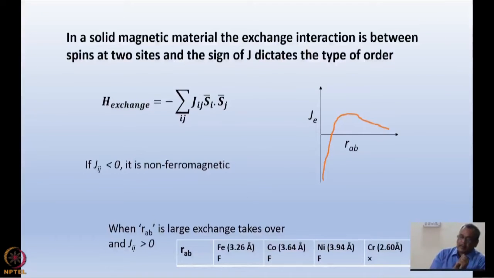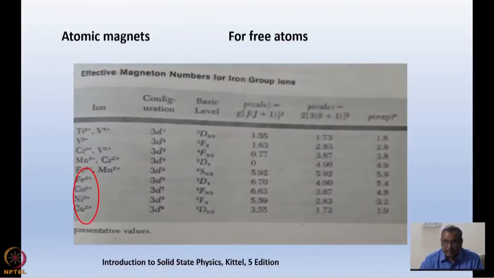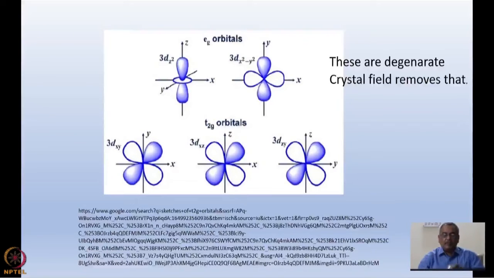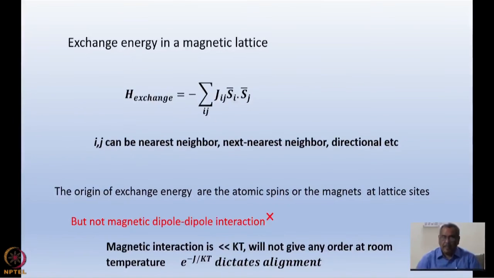This Jij calculation involves what I showed you earlier, the actual physical extension of the electronic wave function. From here you can see that this J can be calculated for any system depending on what electrons are responsible for the exchange, and that turns out to be much higher than what you can get from a magnetic dipole-dipole interaction. So this is the origin, and magnetic interaction is much less than kT, but J can be comparable or higher compared to kT, and that dictates the alignment.